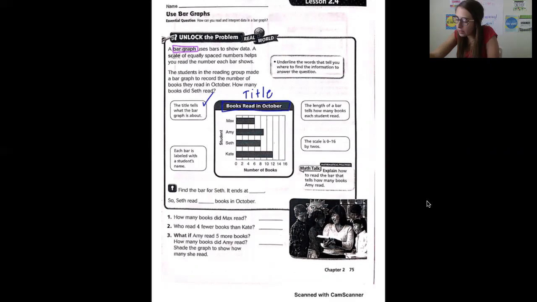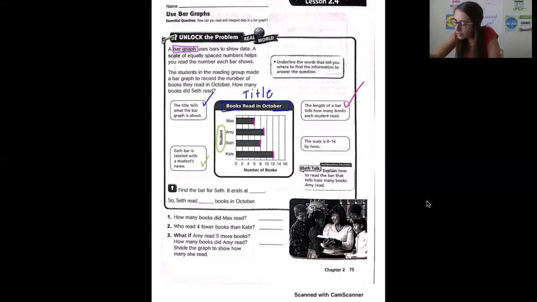Over here it says the length of a bar tells how many books each student read. If you look at the end of the bar on each one, it tells me the amount of books that each student has read. It's really important that we are being careful, because sometimes the bars might end in the middle. So here we're looking at the end of each bar. Now, each bar is labeled with a student's name. So here we have the student's names, and on the bottom, we have the number of books.